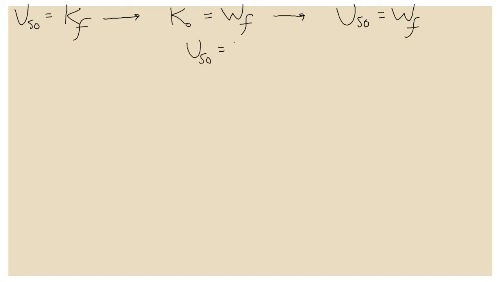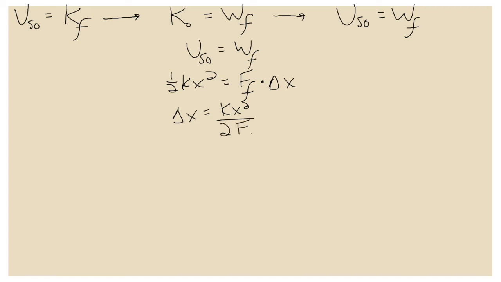And so what we need to work with here now is this equation. The initial elastic potential energy is equal to the work that's done by friction. The first thing we're going to do is we're just going to expand this out as much as we can. We have 1/2 kx squared for the initial elastic potential energy, and we have the force of friction times delta x for the work that's done by friction. Now we have to go ahead and solve this for the delta x. So delta x here is going to be kx squared over 2 times the force of friction.